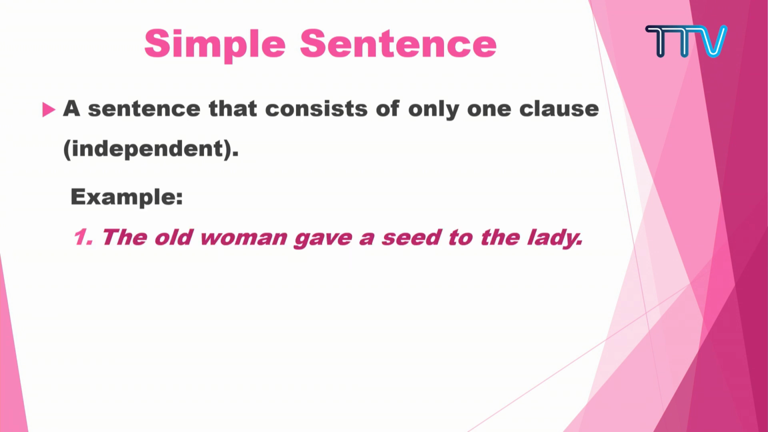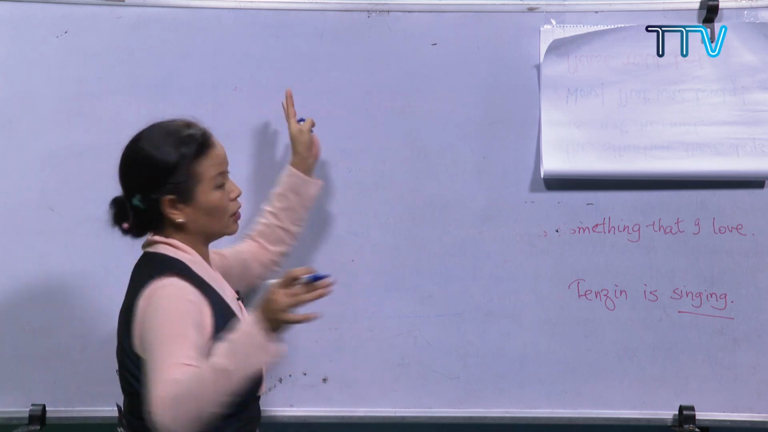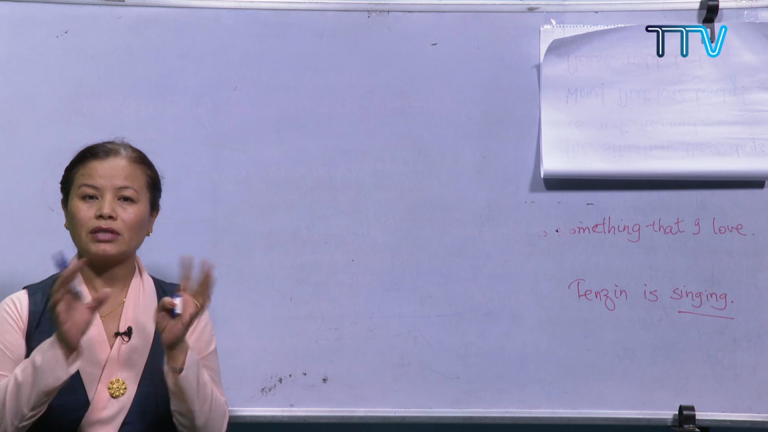For example, The old woman gave a seat to the lady. So this is an example of a simple sentence. Phrase and clause make a sentence, but in a simple sentence, what you need to understand is that it consists of a clause, and that clause has to be independent, because in my next session, in the third session, I will discuss types of clauses with you.